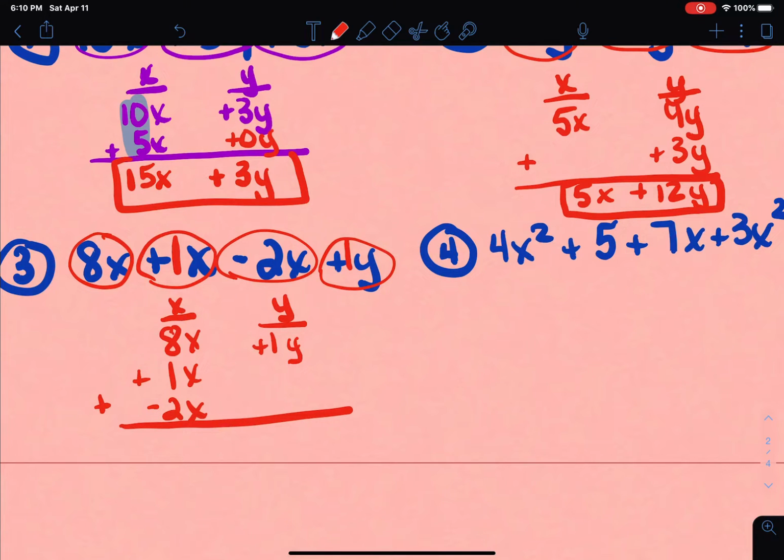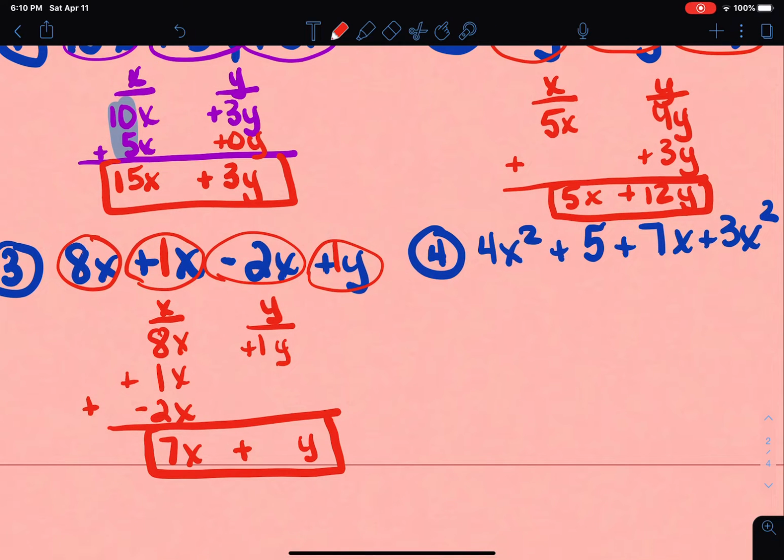So in this, 8 and 1 together would be 9. Minus 2 would be 7. So 7X. And then I would just bring the 1Y down. And then remember, usually I'm going to drop that 1 in front of the Y because I assume it's there whether I write it or not. So my final answer is going to be 7X plus Y.